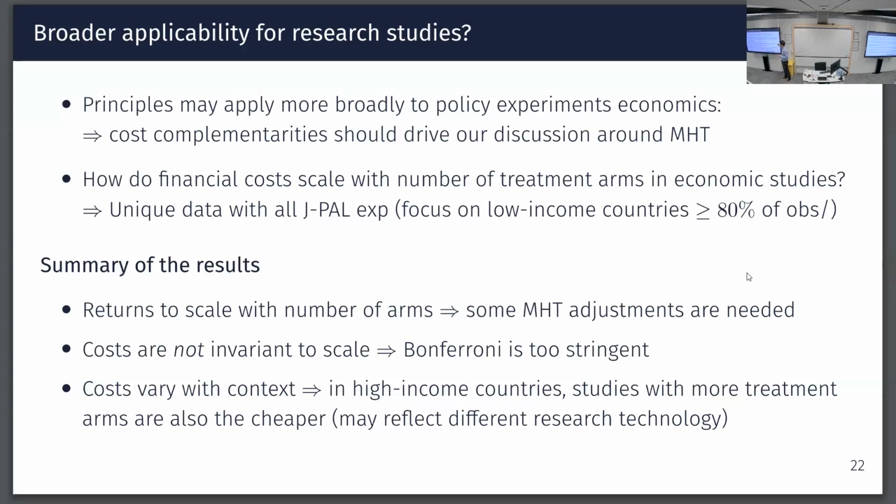So first of all, there are some returns to scale in the number of treatment arms. So some multiple hypothesis testing adjustment seems to be needed, but Bonferroni is so stringent, since costs are not one-to-one. The cost is not invariant to the number of treatment arms, but also there is some heterogeneity by context. So if we look at experiments in low-income countries, these are going to have a very different shape from experiments in high-income countries.